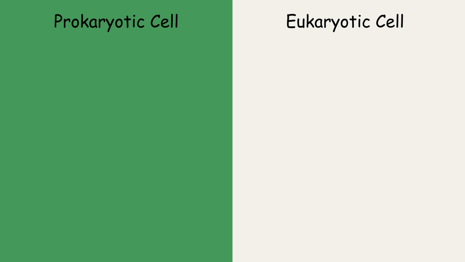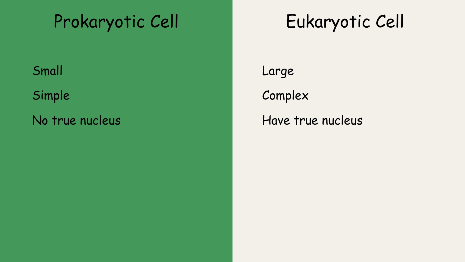So in summary, prokaryotes are small, simple, and without a true nucleus. Eukaryotes are larger, complex, and contain a real nucleus with organized DNA. This difference forms the foundation of all biology and microbiology.